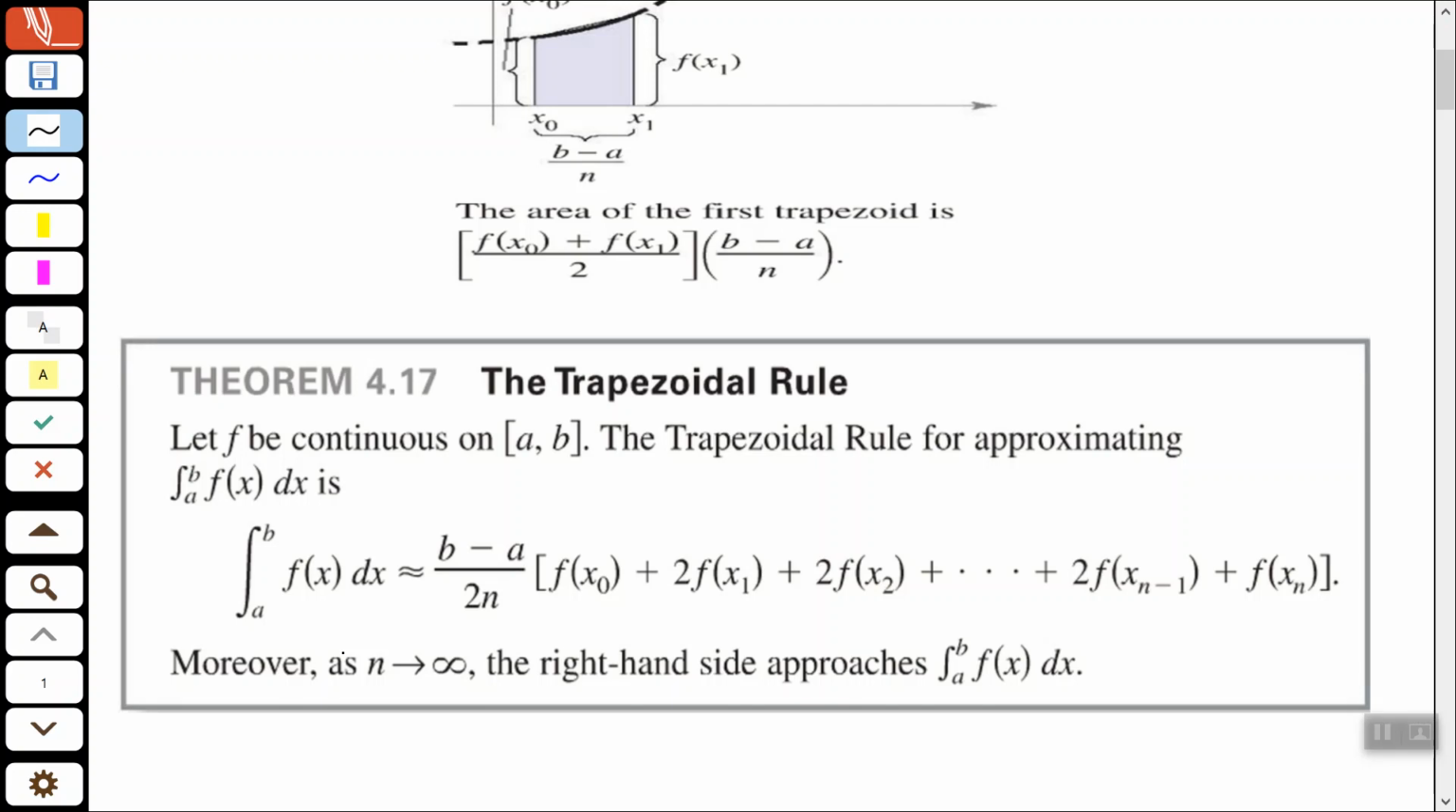So we're using that right endpoint rule here. So we'll use the trapezoidal rule. Make sure you pause the video and copy down this formula.